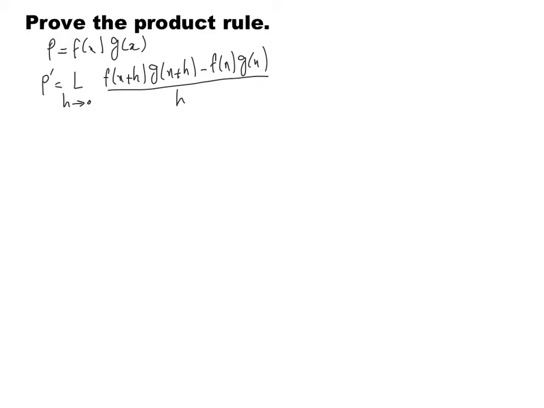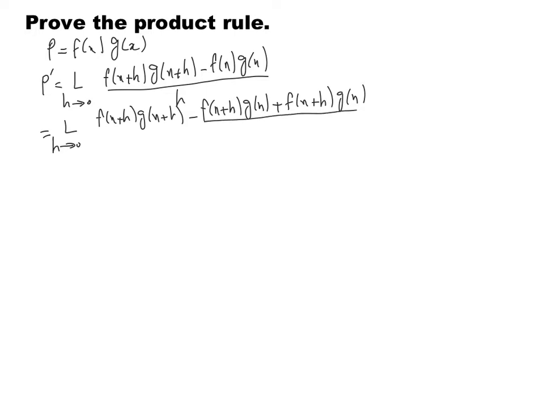Now I'm going to add the same quantity to the numerator and subtract it. So I'm going to write this as the limit h goes to 0 of f of x plus h, g of x plus h. I'm going to subtract f of x plus h, g of x, and add f of x plus h, g of x. This is going to give me 0 here. And then I'm going to subtract f of x, g of x, divided by h.